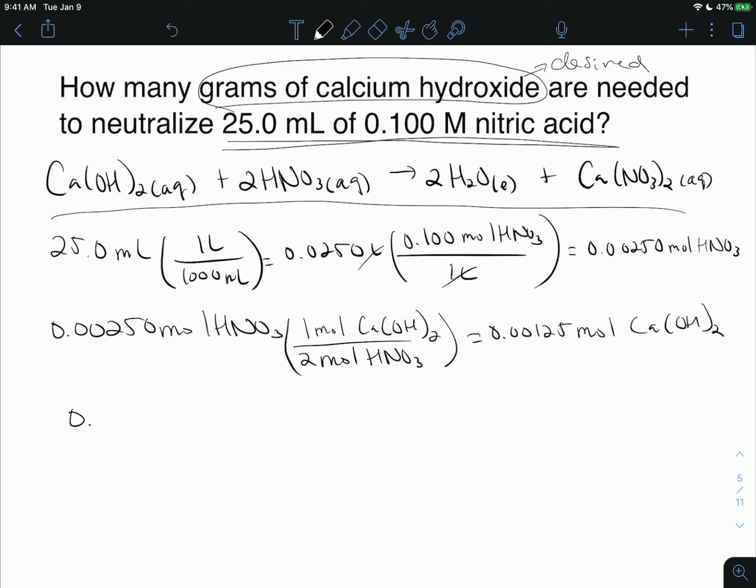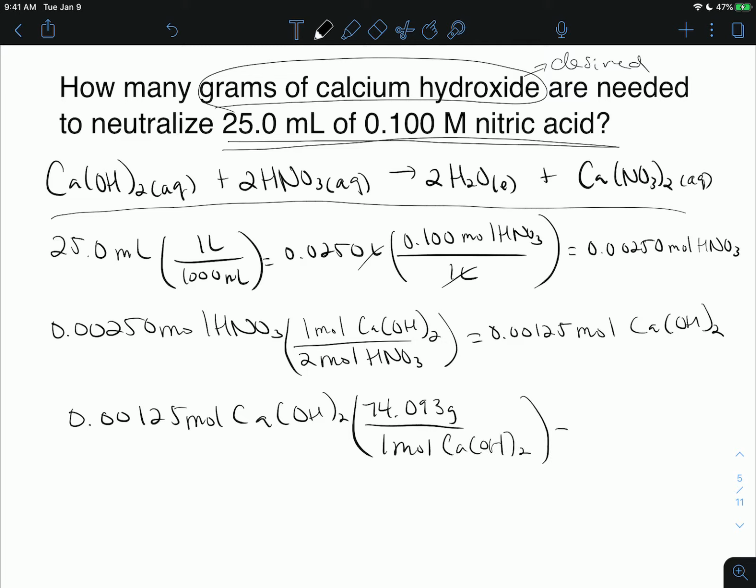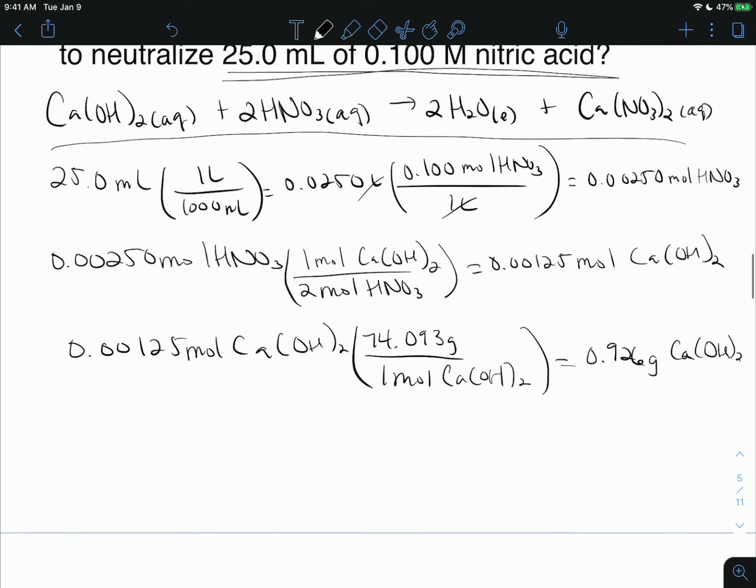And then we can convert that into grams using our molar mass of calcium hydroxide, which is 74.093 grams per 1 mole of calcium hydroxide. So we, at the end, have 0.926 grams of calcium hydroxide. So in order to neutralize 25 milliliters of 0.1 molar nitric acid, we need 0.926 grams of calcium hydroxide.